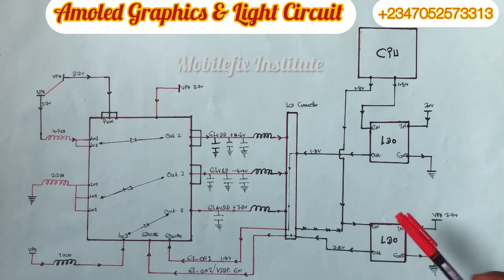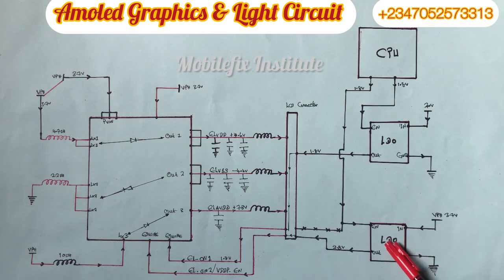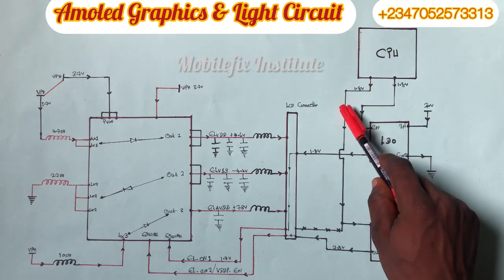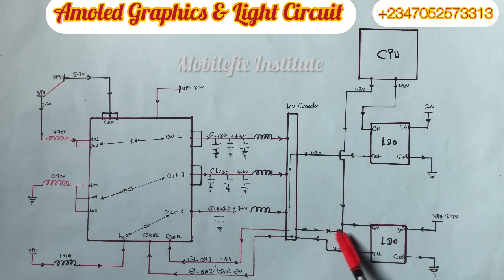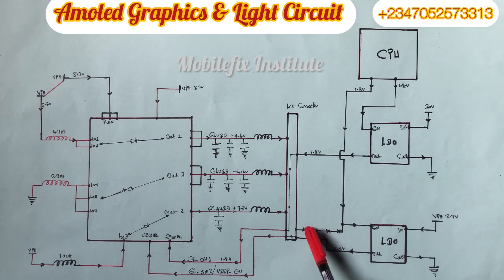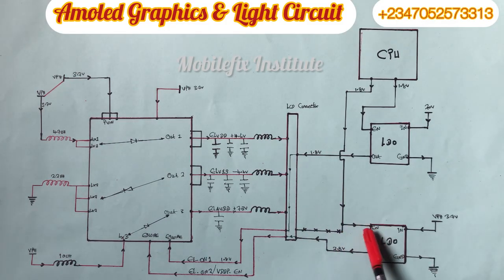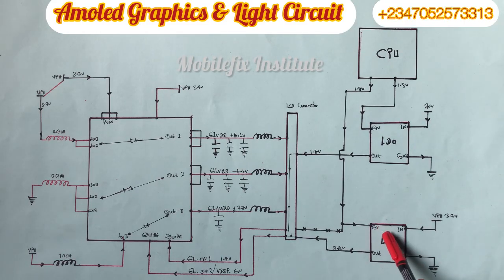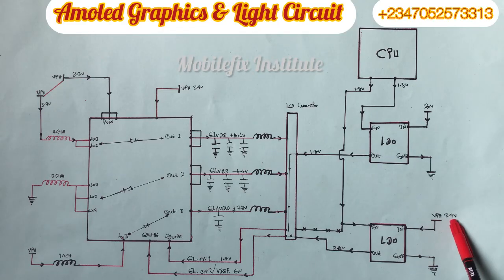Now we also have another LDO. The same logic applies to it. 1.8 volts is coming from our CPU, enter this line. This place I made a mistake here, so I cancel this line. So this is our enabling line, 1.8 volts from our CPU that enables this LDO to turn on. So we have our input voltage, VPH 3.7 volts here, we have our ground, we have our output.